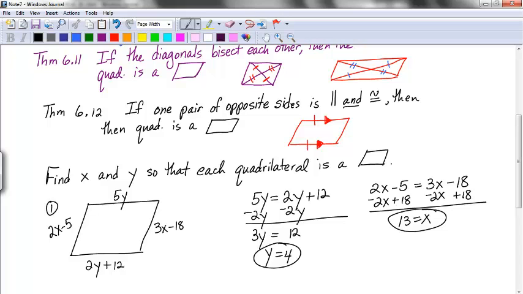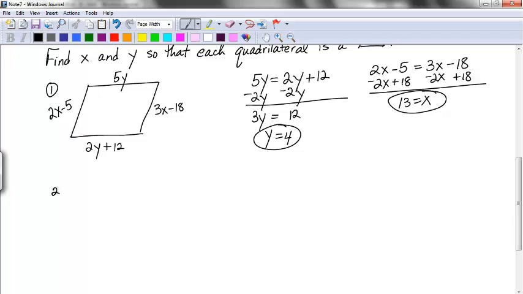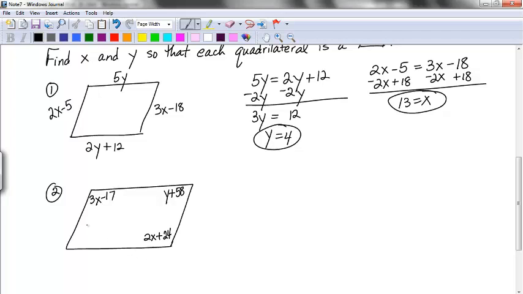Okay? And that would make opposite sides congruent, so that's theorem 6.9. Okay? Look at another example. Say I give you this is 3x minus 17. That's that angle. This angle is y plus 58. This angle is 2x plus 24, and this angle is 5y minus 6. Okay, so which theorem? 6.10, right? If both pairs of opposite angles are congruent.